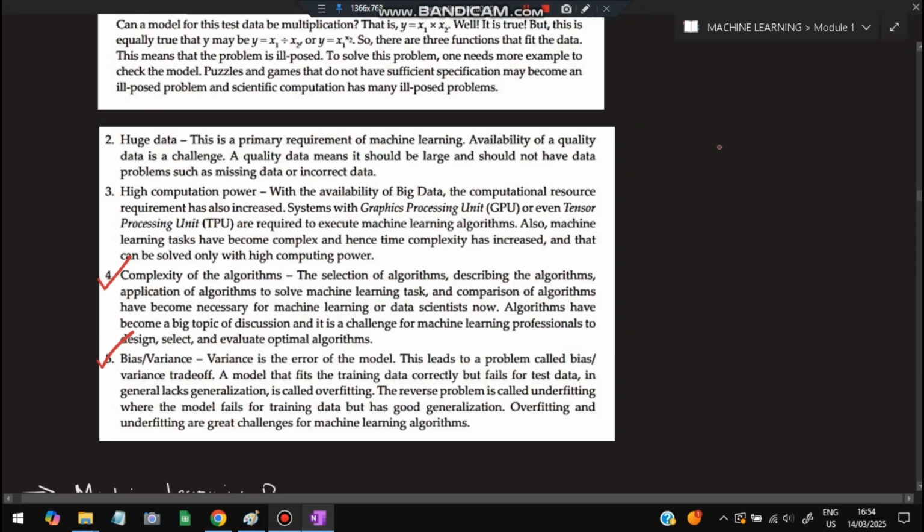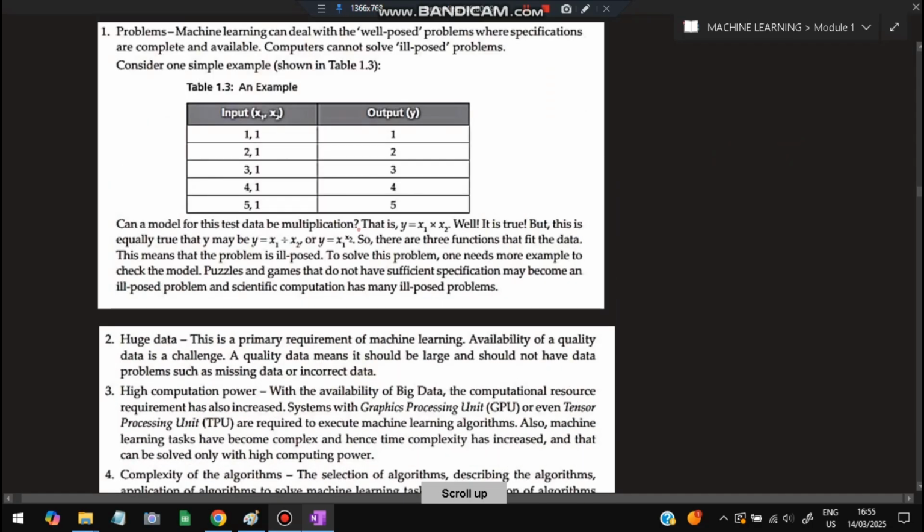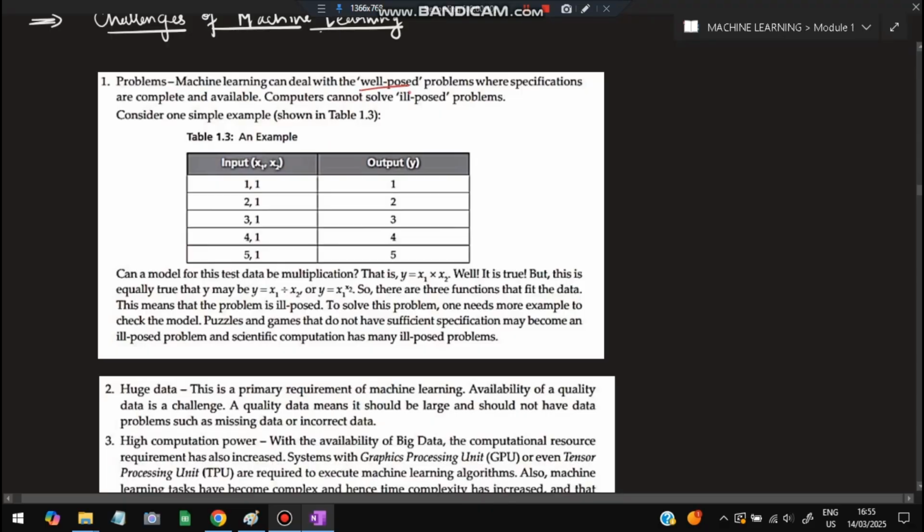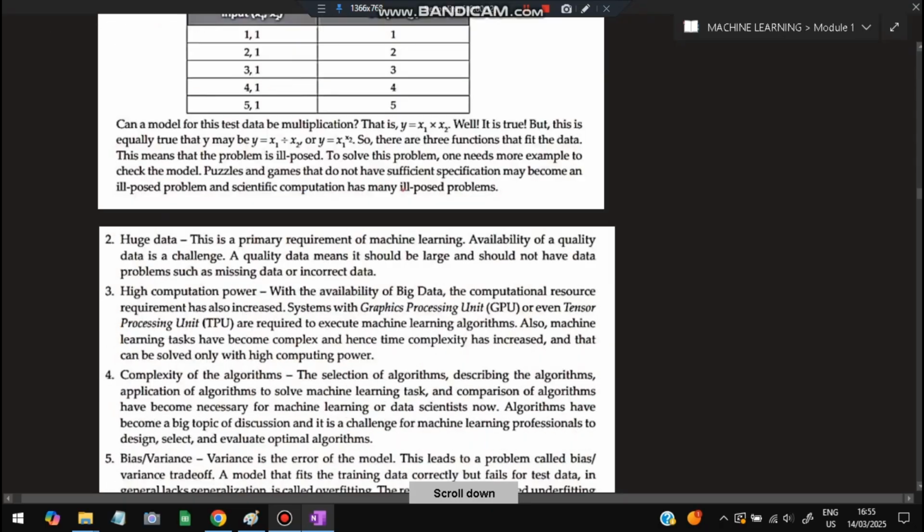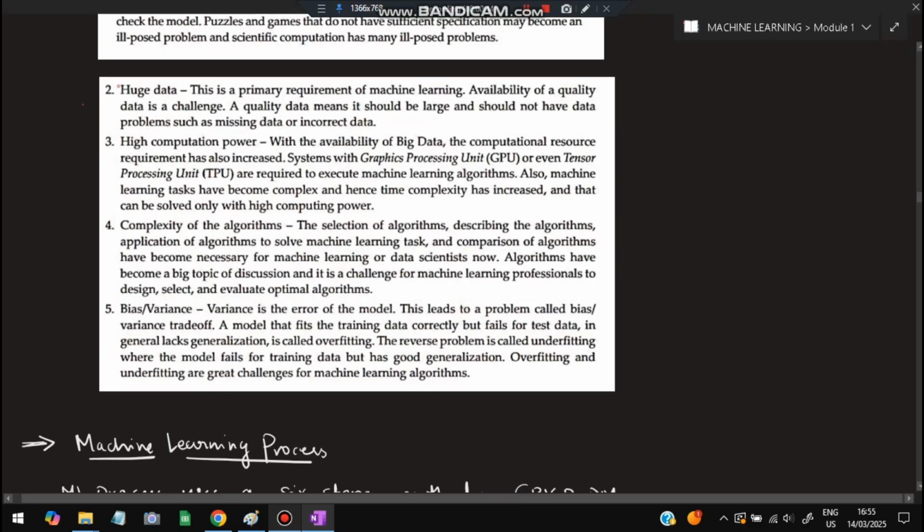Suppose that some lollipops are there, and most of the lollipops are red in color. Now if I ask it about the chicken, what it will give you is a red chicken. Why? Because it was trained on data where more red was there, so it will be biased to one specific output. Okay, that is an error of the model. So these are the 5 challenges of machine learning. First one is it will deal with well posed problems, and it will not deal with ill posed problems. Second, huge data is present, it will require huge computational power, complex algorithms are there, and it will have bias and variance.